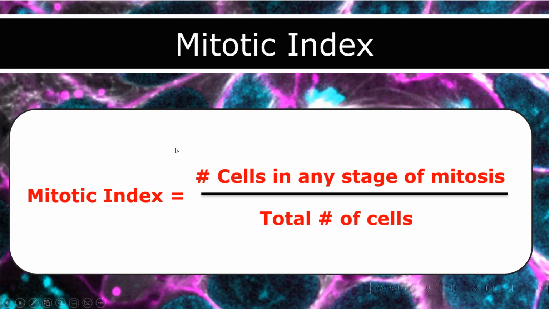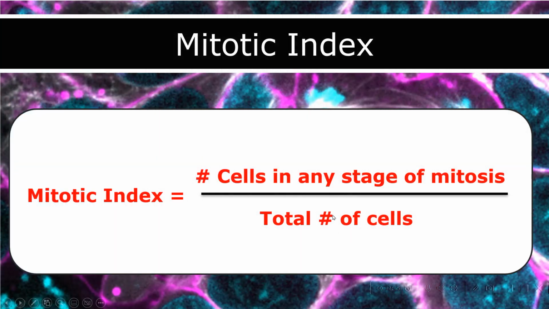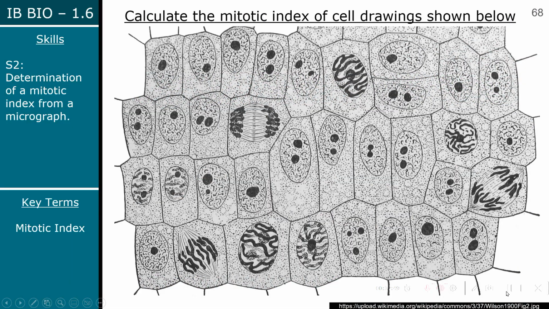You might also run across the mitotic index. So it's a percentage. The number of cells in any stage of mitosis divided by the total number of cells. So if I looked at this graph or this picture and I said, okay, calculate the mitotic index, I would count the total number of cells. So let's say there's 30, just making it up. And so that would be the number on the bottom. Total number of cells is 30.